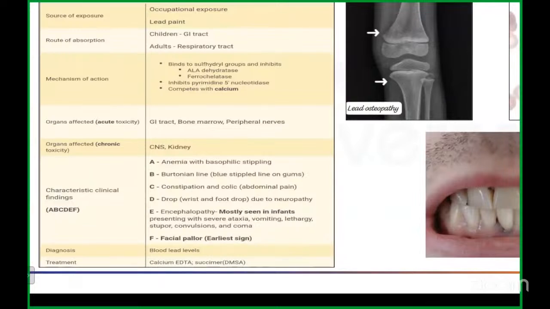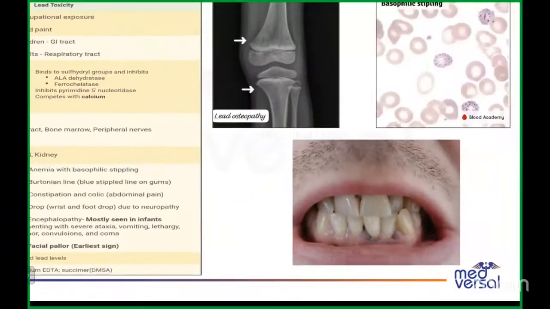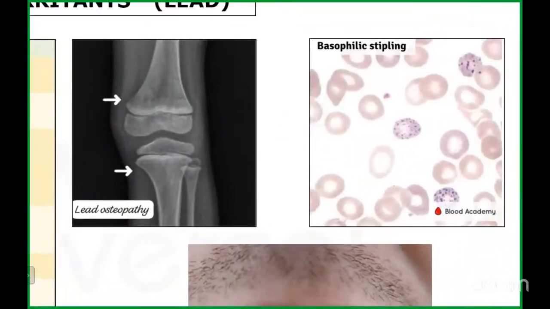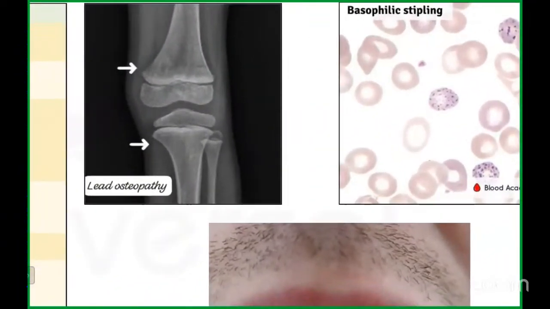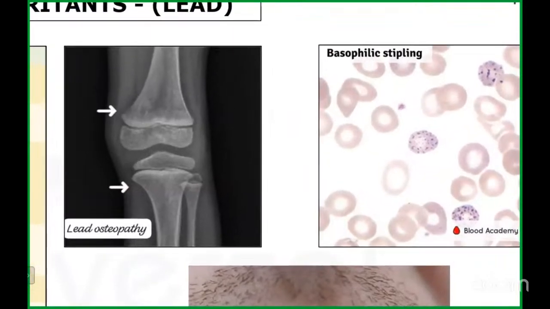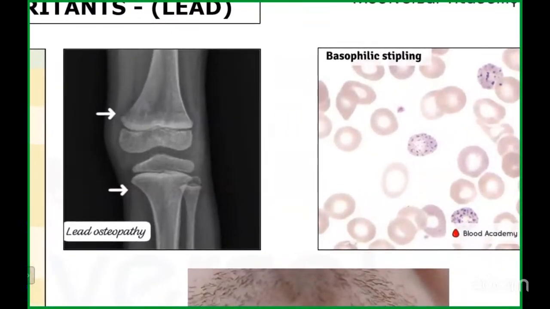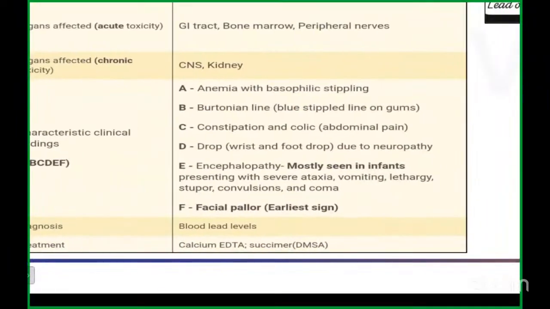And the characteristic clinical findings are, again, by a very simple mnemonic, which is A, B, C, D, E, F. A for anemia with basophilic stippling. I told you just a while back, it inhibits pyrimidine 5' nucleotidase, so it inhibits DNA synthesis in the RBCs. It also leads to inhibition of two enzymes, ALA dehydratase and ferrochelatase, thereby inhibiting heme synthesis, which is why you find this typical peripheral blood finding, which is also called basophilic stippling. You can see these stippled RBCs, which resemble basophils. This is due to the inhibition of heme synthesis.